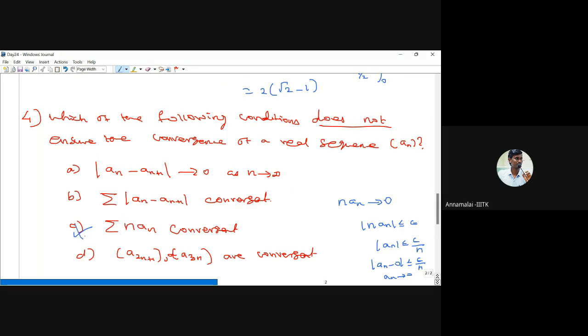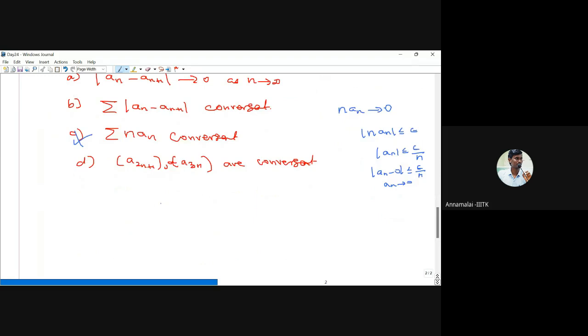Because already we know one theorem: if the sequence satisfies the condition, suppose modulus of an minus a is less than or equal to c times some bn, where bn converges to 0 and c is positive, then an converges to a. We know this result. So using this, if 3 happens, then an always converges to 0. But we don't want an to be convergent.